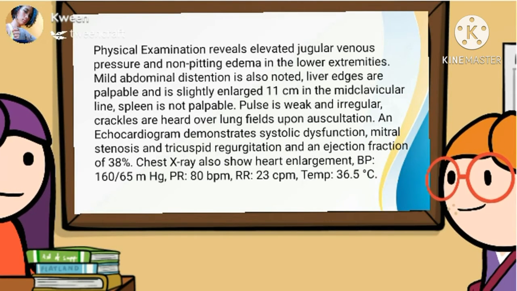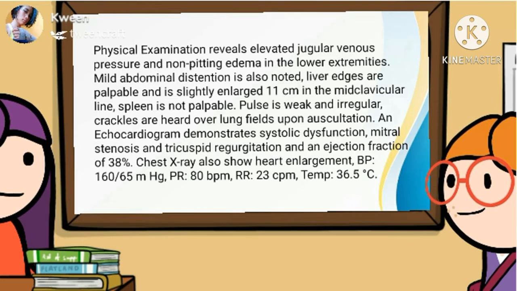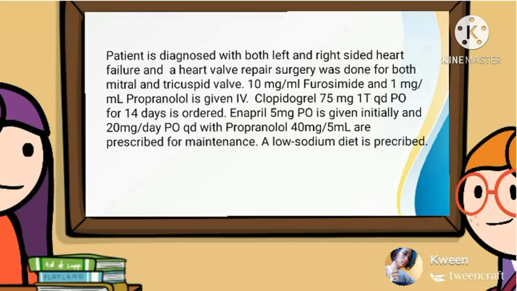Chest X-ray also shows heart enlargement. Blood pressure is 160 over 95 millimeters of mercury. Pulse rate is 80 beats per minute. Respiratory rate is 23 cycles per minute, and temperature is 36.5 degrees Celsius.